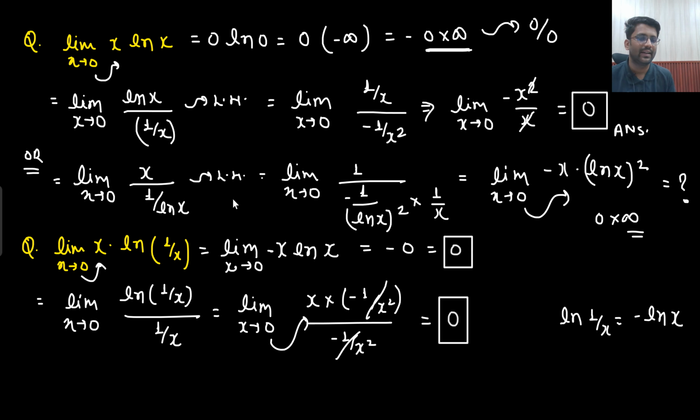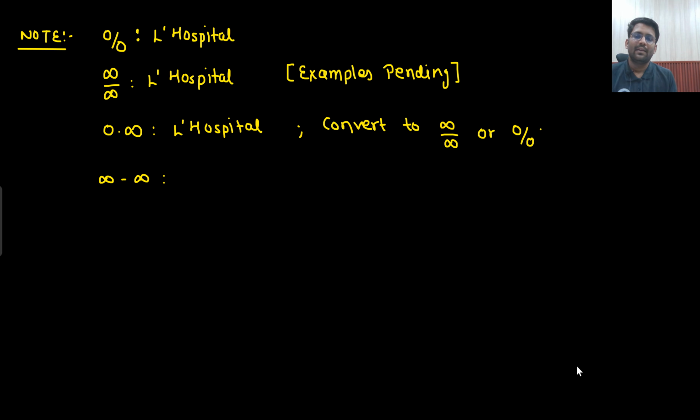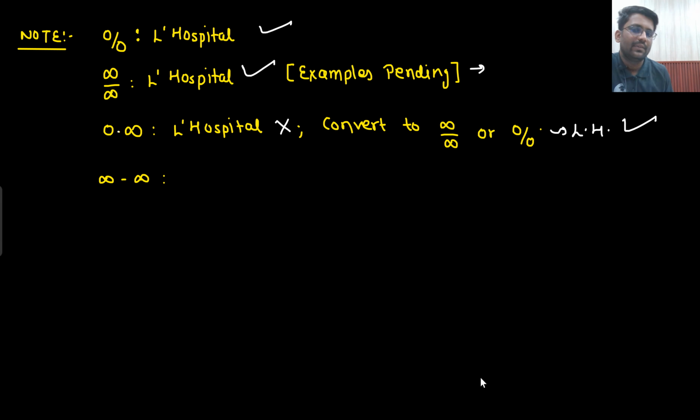Here as well the same thing, x ln x, 0 into infinity, take 1 downward, do the differentiation, 1 by x, minus 1 by x square, take the expression upward, put the limit, answer is coming out to be 0. Okay, so similar thing here as well, answer is coming out to be 0. So what we have done: 0 by 0, L'Hopital you can apply; infinite by infinite, L'Hopital you can apply. Examples are pending, we will see that. 0 into infinity, L'Hopital you cannot apply. Convert it to infinite by infinite or 0 by 0, now you can apply L'Hopital.